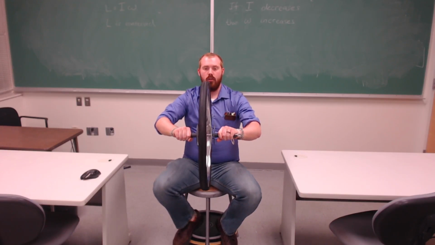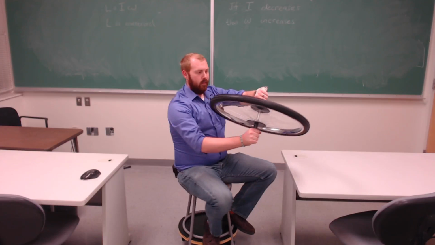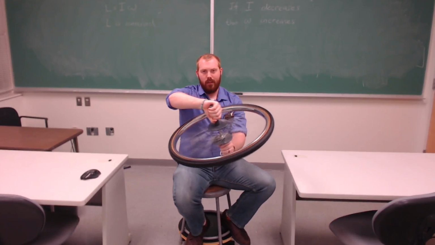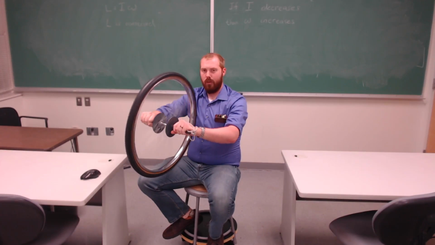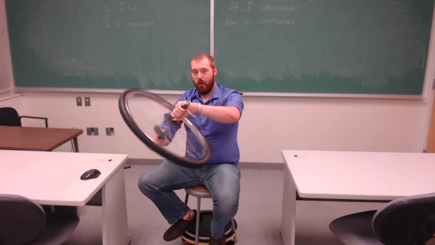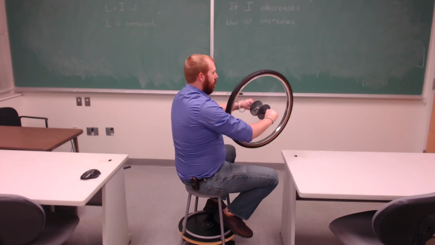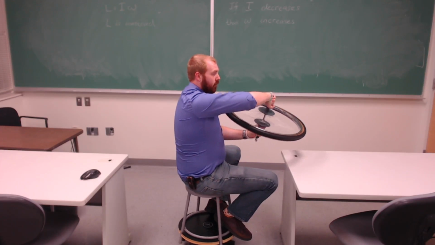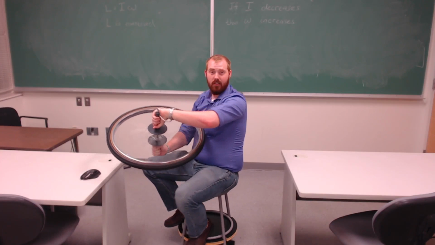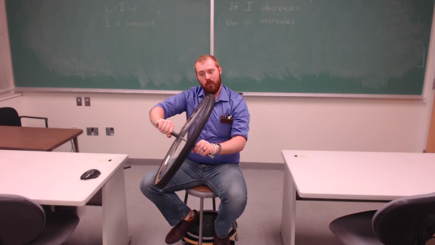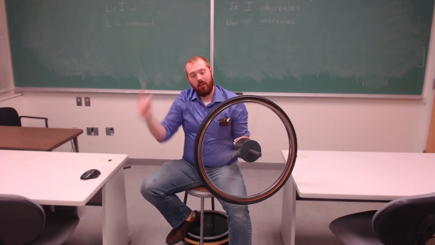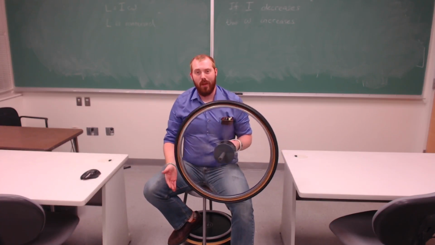Now let's twist this. What's happening? Let's go the other way. As I bring myself to a stop, if I change the orientation of the bike wheel, I change my angular momentum vector. So I have to start rotating to keep angular momentum conserved, in the direction that this bike wheel initially had its momentum turning.